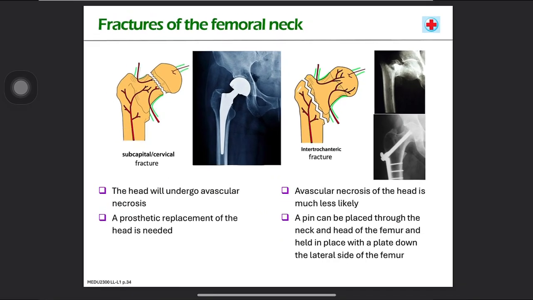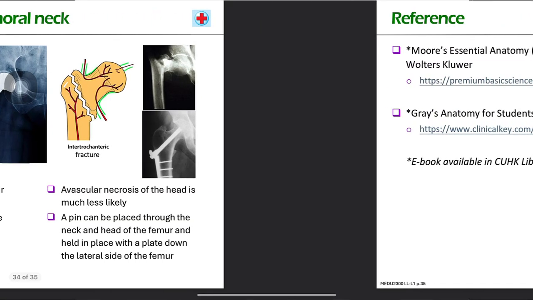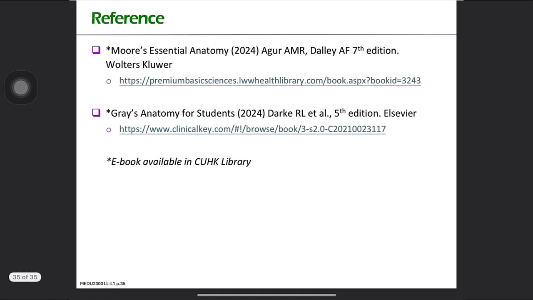This one, good. So this year I updated 2 references. These 2 references are very updated, just released last year. Okay, this is an old tradition. Most of the time I will follow more, but Gray's Anatomy for Students is also a good textbook. They both have the e-textbook, so you've got no excuse not to read the textbook, okay.